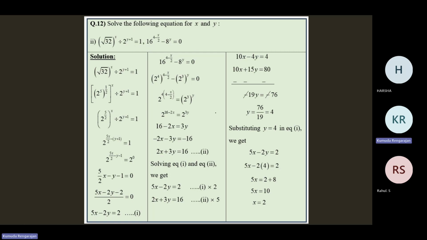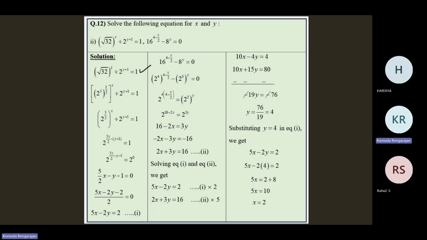Okay, so that's the outline of this answer. Now let's see it in detail. This is the equation given. So square root of 32. Okay, so this is in the radical form. Let's put it in the exponential form.